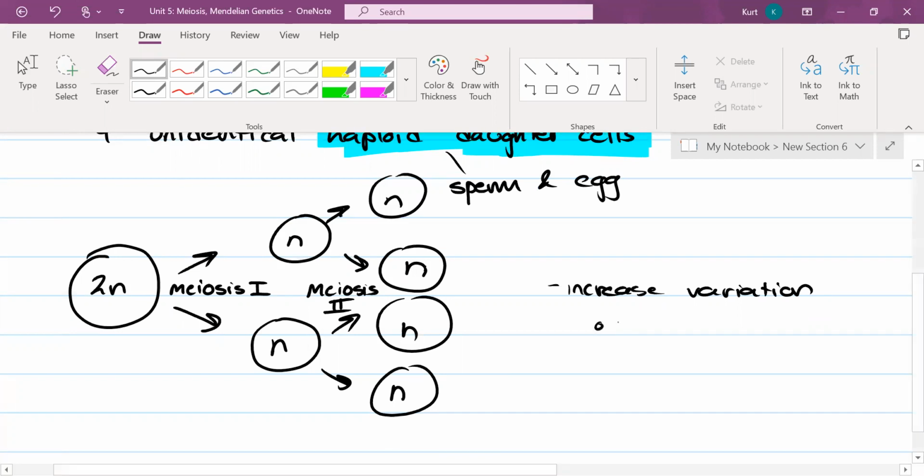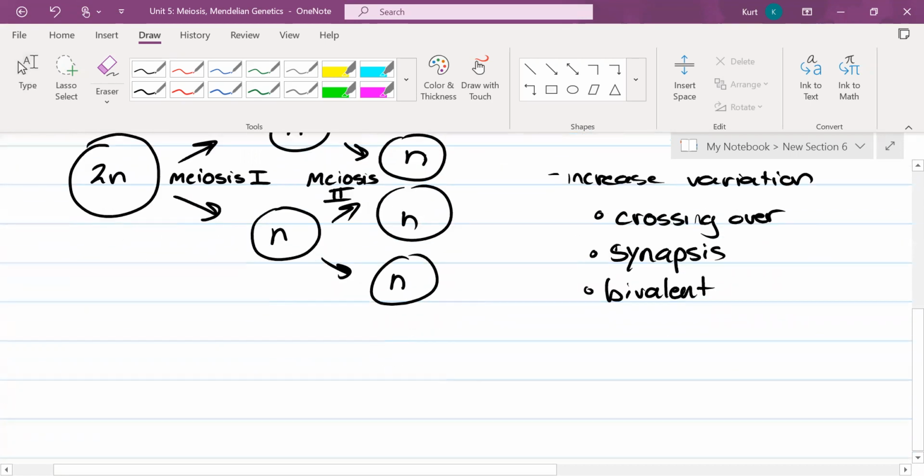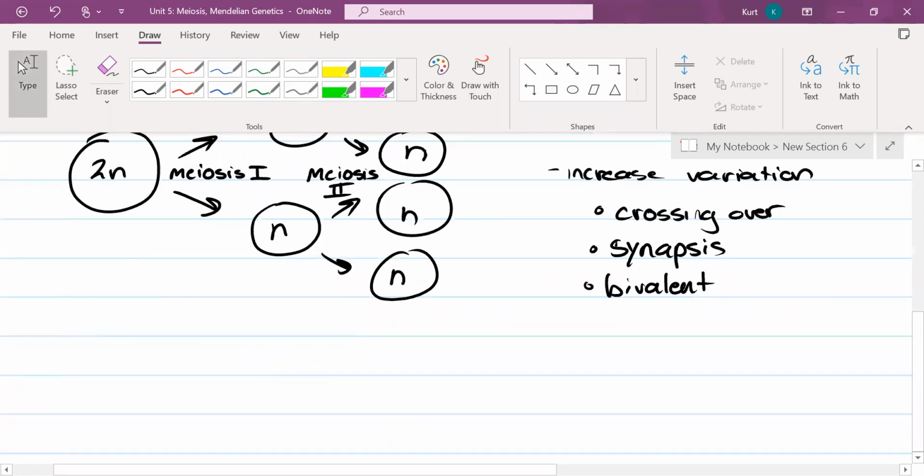Now, there's a couple terms that are associated with meiosis, and they are crossing over, synapsis, and bivalent. Now, rather than draw this out, because it would take way too much time, I found a website that just has some images that I can show you and diagram for you. But there is another term I want to explain before I switch over to that image, and that is called homologous chromosomes.